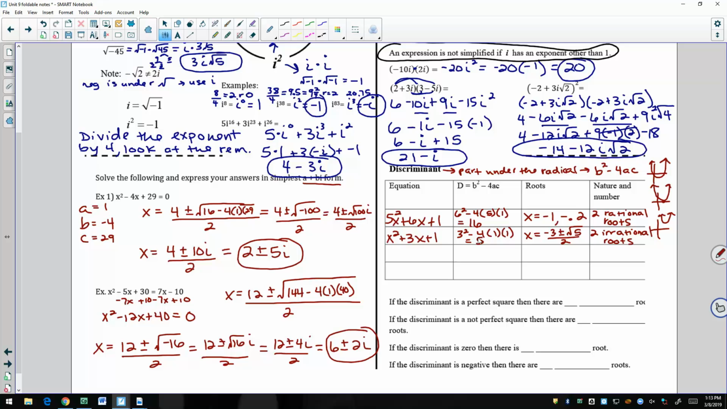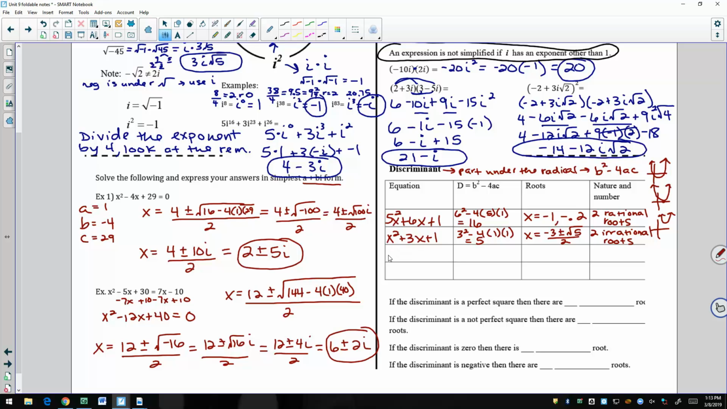So we got 5. So if it were like 10, 10's not a perfect square. If you got 20, that's not a perfect square. If you got any number that's not a perfect square in the discriminant spot, you're going to have 2 roots, but they're going to be irrational. They're going to cross at really ugly numbers. The next case is if you have 2 roots, but they are imaginary, which means they're not in the real number system.